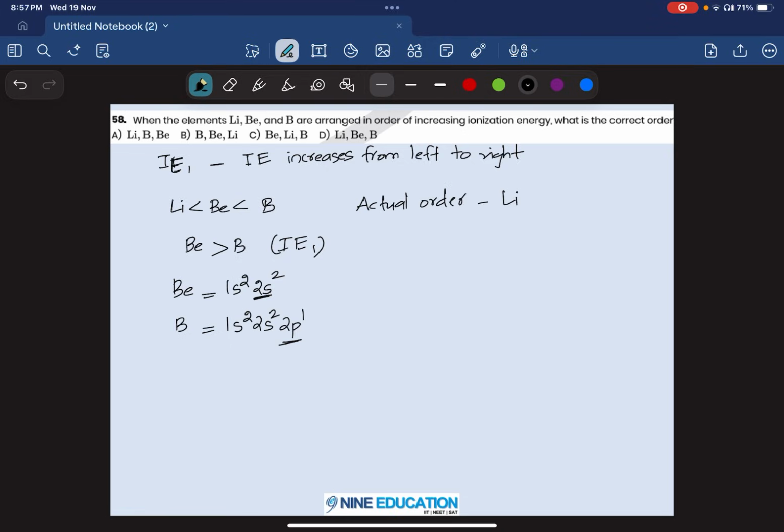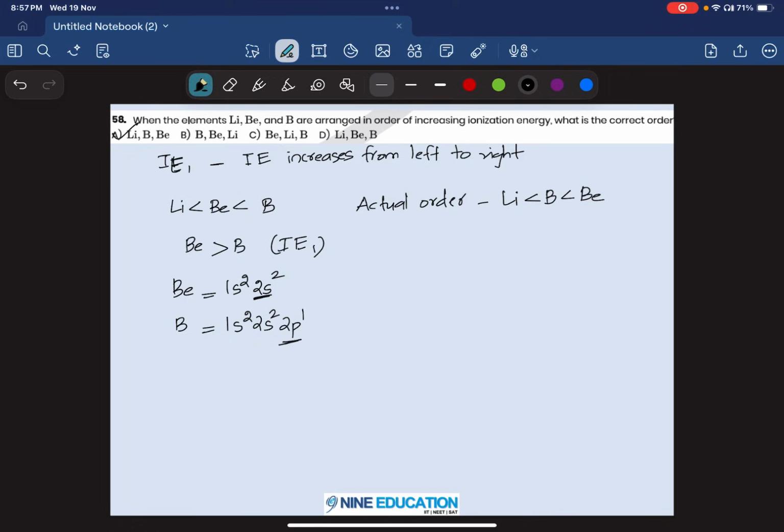So the actual order is lithium less than boron less than beryllium. Beryllium has the highest ionization energy, then comes boron, then lithium. Increasing order of ionization energy, they asked. That means the answer would be option A. Option A is the answer. That is question number 58.